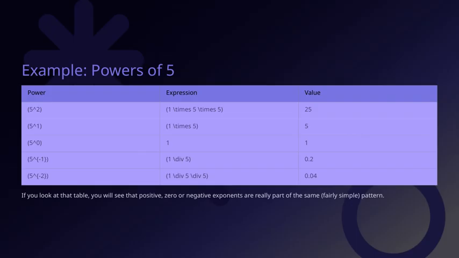What this table really shows is that positive, 0, or negative exponents aren't separate or complicated ideas. They're all connected through a simple pattern. This pattern helps us understand exponential functions more deeply, and it's a great example of how the rules of exponents work consistently across different cases. This concept is fundamental as we explore more complex mathematical ideas later in the presentation.